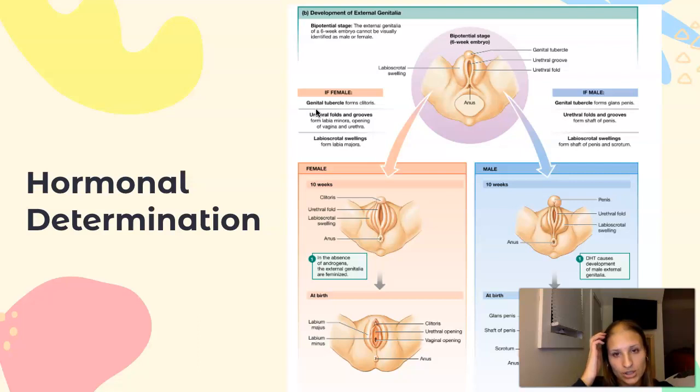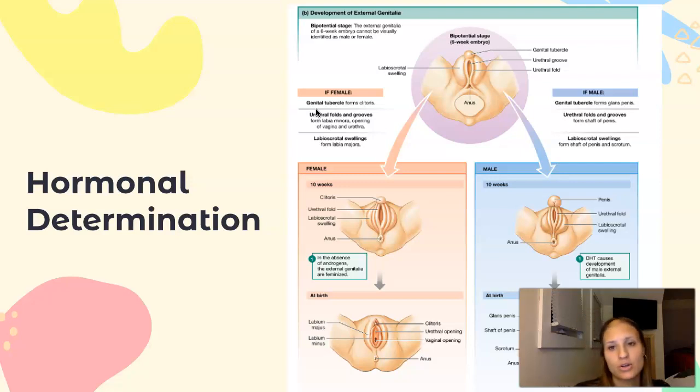So as was mentioned in the previous slide, the bipotential gonad begins to differentiate between the 7th and 10th weeks of development. The figure displayed on this slide shows the development and differentiation of the external genitalia, which comes from the genital tubercle, which is shown on the first picture on the very top of the slide.